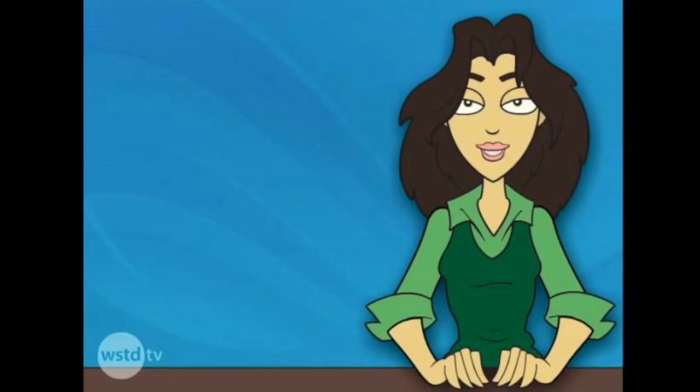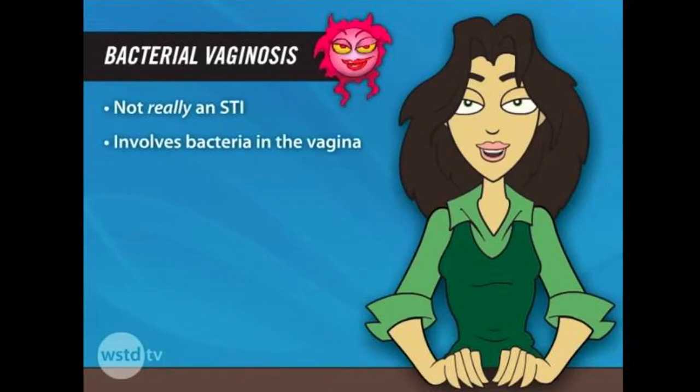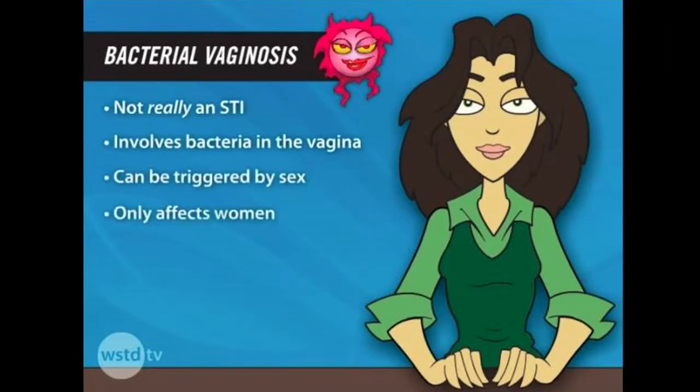By the way, there is one more very common sexual health issue that is a bit harder to pin down. It is called bacterial vaginosis, or BV. It's not really an STI, but it involves bacteria in the vagina, can be triggered by sexual activity, and it only affects women. BV occurs when the normal balance of beneficial and harmful bacteria in the vagina gets out of whack. Not much is known about what causes BV, but having a new sex partner or multiple sex partners increases risk, as does douching. BV causes burning, itching, and other symptoms similar to gonorrhea and chlamydia.